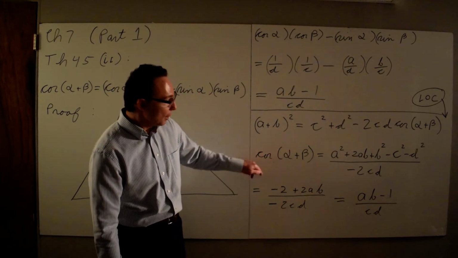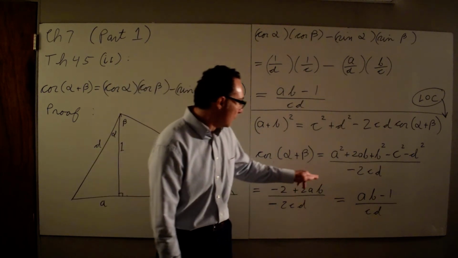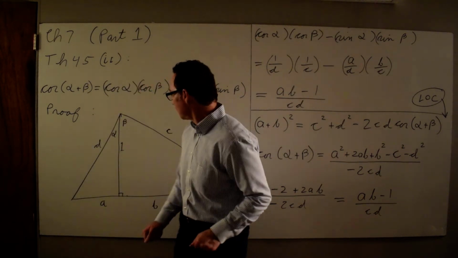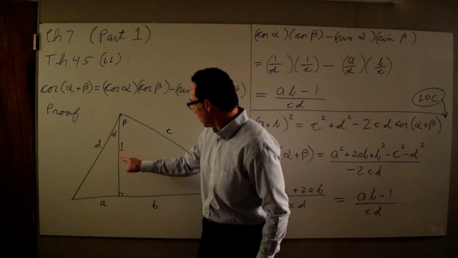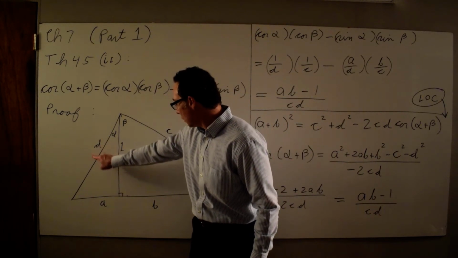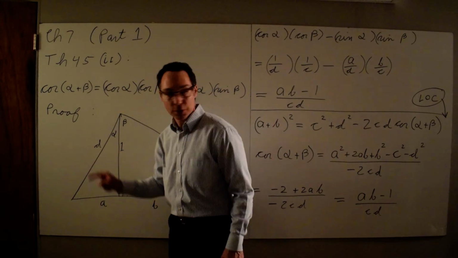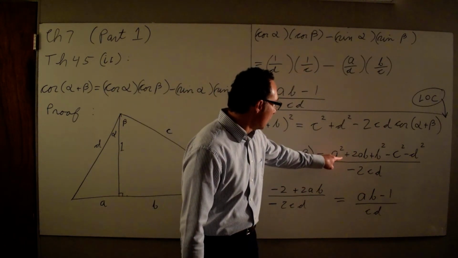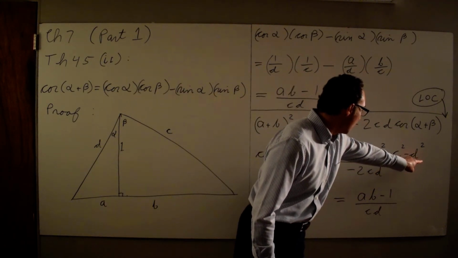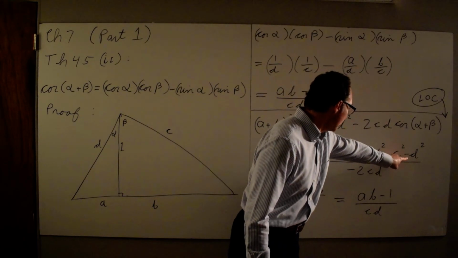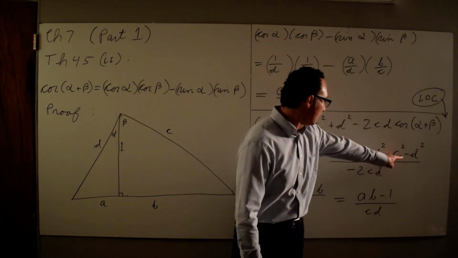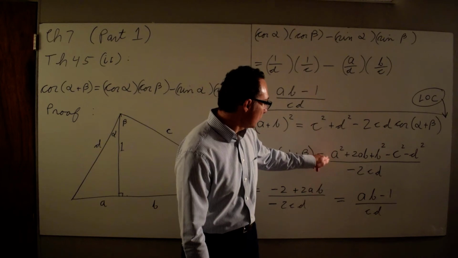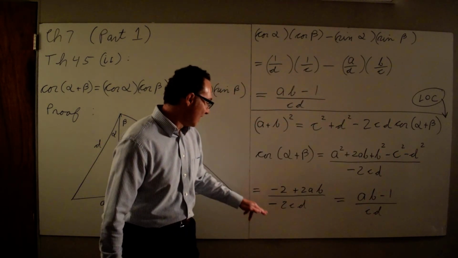So we divided by negative 2cd, and now we have this expression. Now what happens? Well, we know that a squared plus 1 squared is d squared. So a squared plus 1 is d squared. That means that a squared minus d squared right here is negative 1.